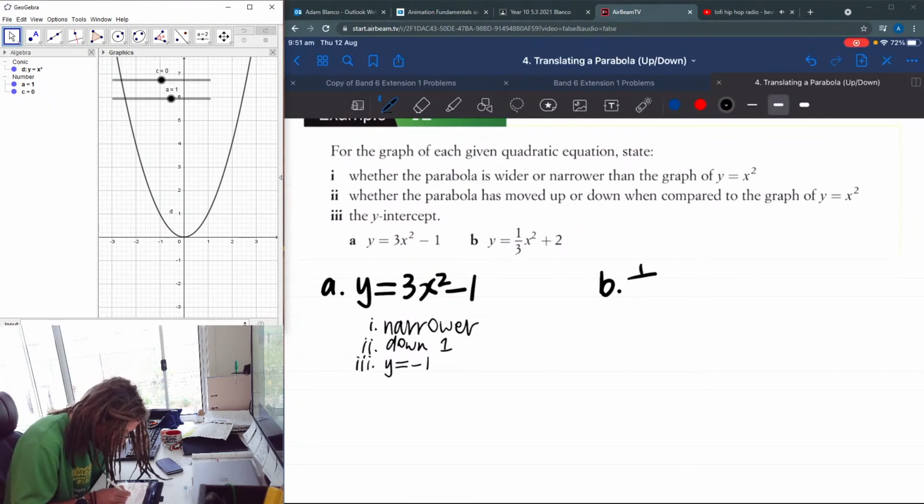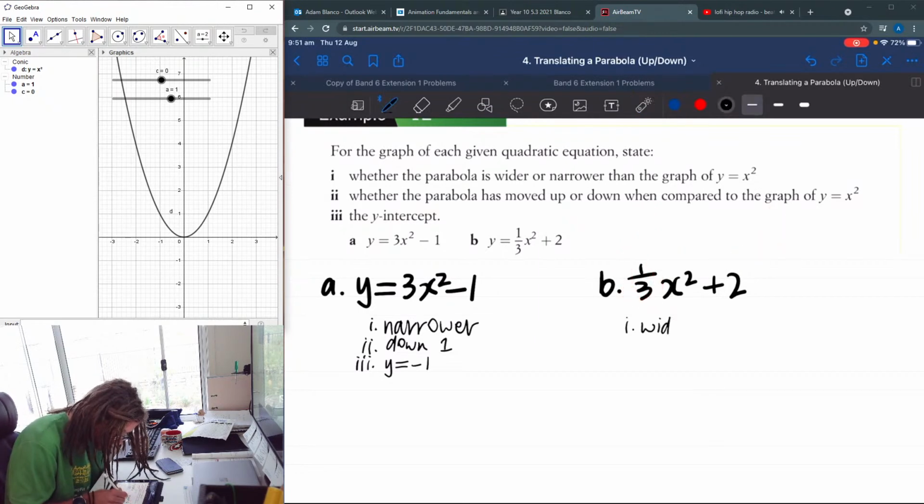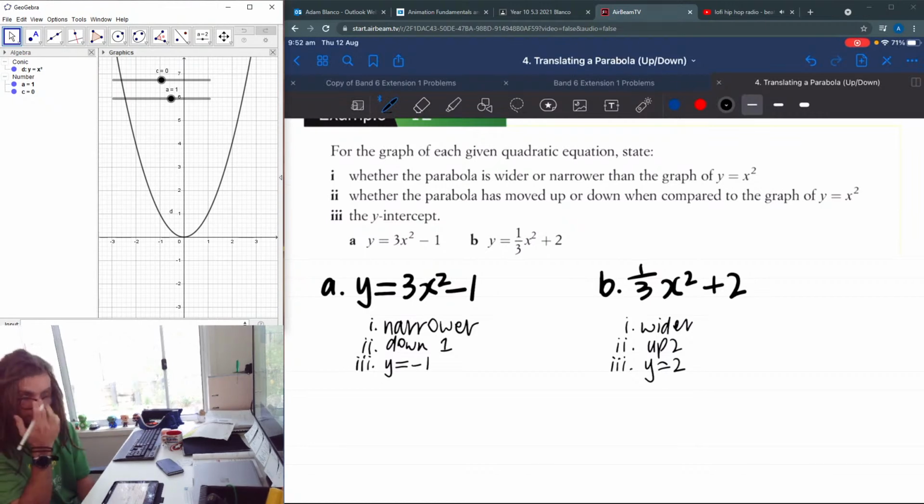B is 1 on 3 x squared plus 2. Okay, this tells me that it's wider, so it's going to look like that. It's going to be wider. Has it been moved up or down? Well, it's been moved up by 2. And what's the new y-intercept? Well, y equals 2. And that's it.